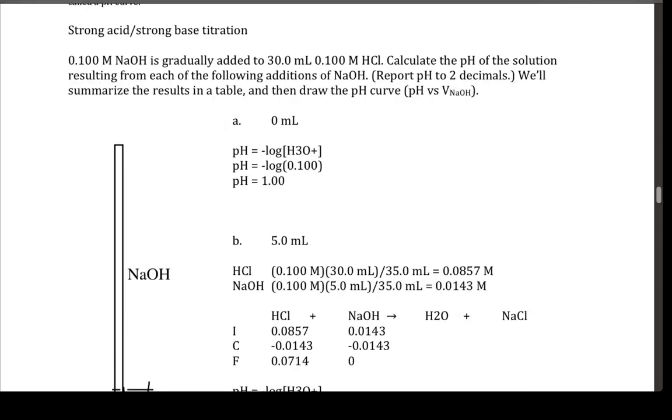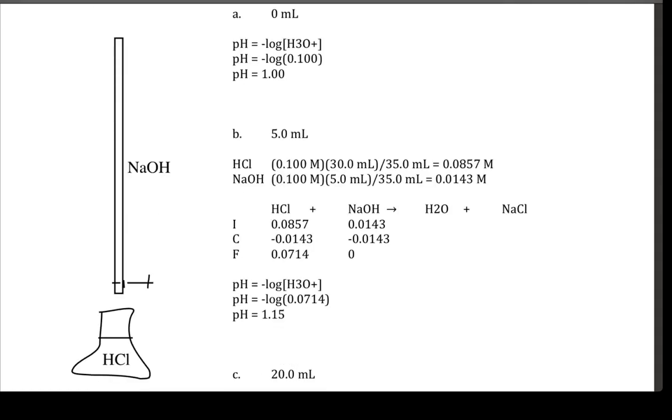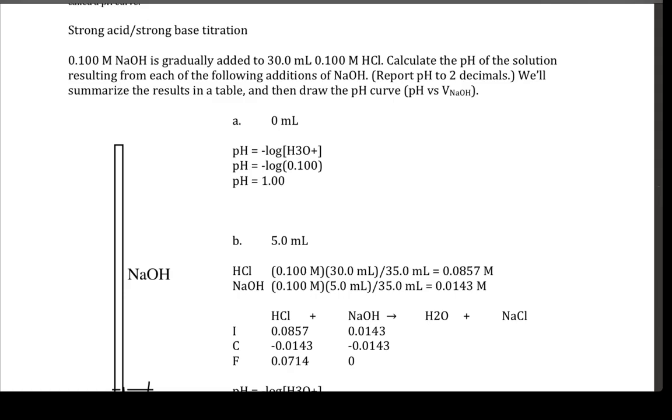So our problem is 0.10 molar NaOH is gradually added to 30.0 mLs of 0.10 molar HCl. Let's go down and look at our apparatus. We have NaOH in a burette, and we have HCl in the flask below. I drew those by hand. I'm sorry, they don't look so pretty, but hopefully you can picture the apparatus.